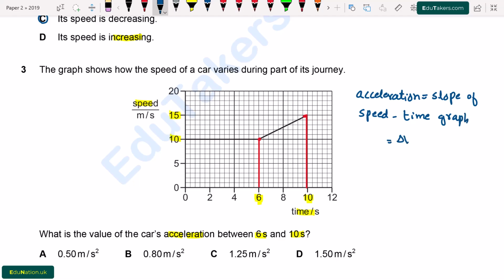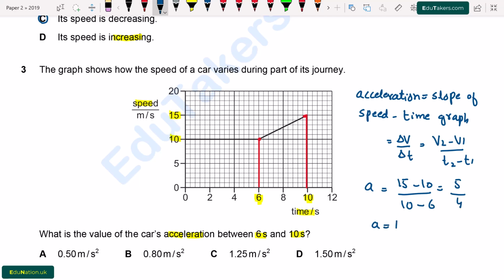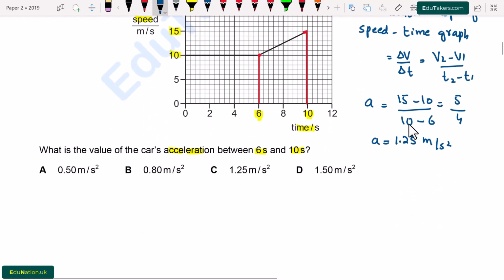Slope will be equal to delta V over delta T, which is V2 minus V1 over T2 minus T1. So acceleration value will be 15 minus 10 divided by 10 minus 6. Acceleration is 1.25 meters per second squared. We see from here option C is correct.